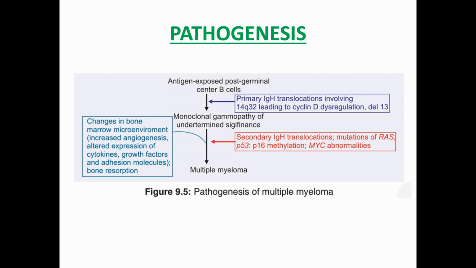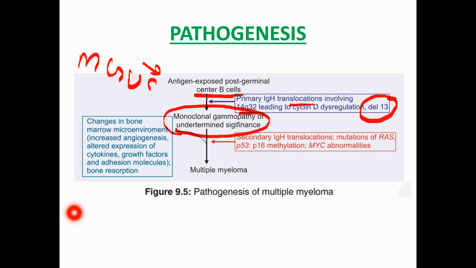First one is the antigen-exposed post-germinal B cells, which are already antigen exposed. As I told you, antigen presenting cells present antigen to the CD4 cells. That can lead to stimulation and maturation of B cells into plasma cells. In a B cell that is already antigen exposed, a deletion of chromosome 13 or translocation of 14q32 leads to formation of MGUS, that is monoclonal gammopathy of undetermined significance.